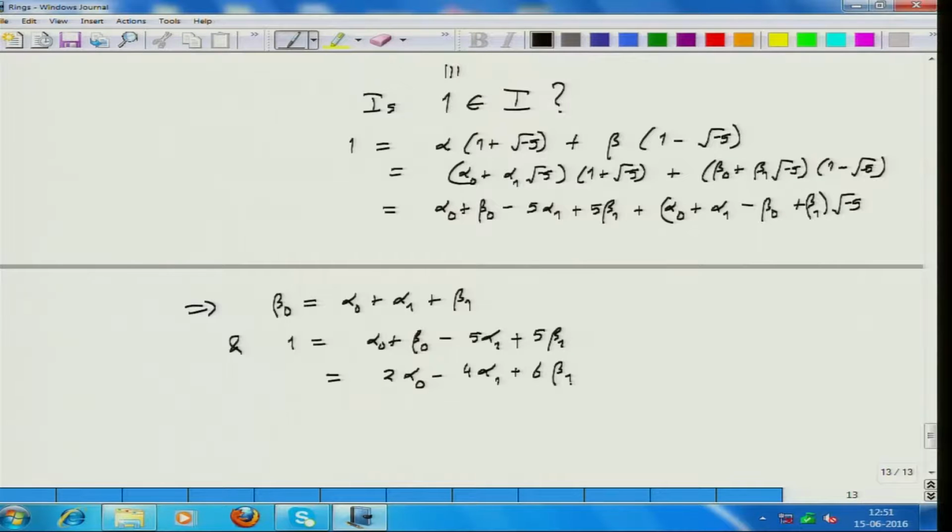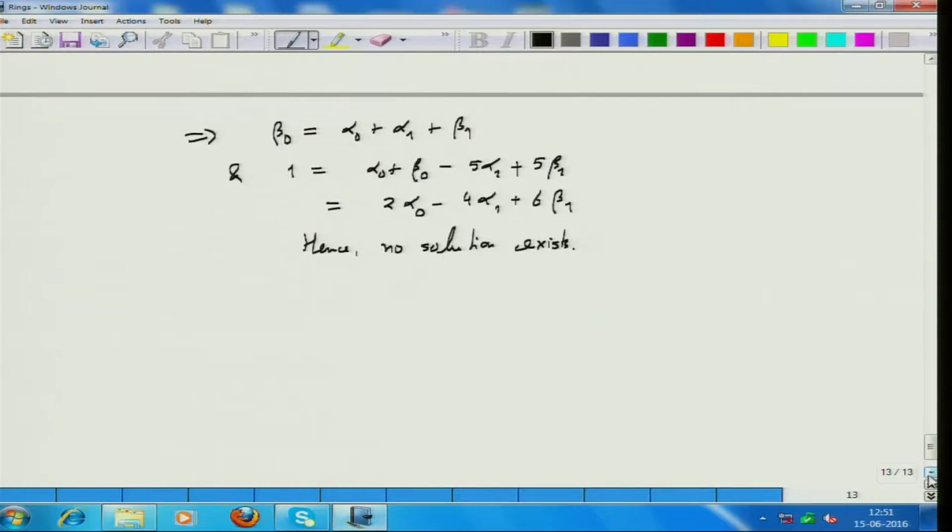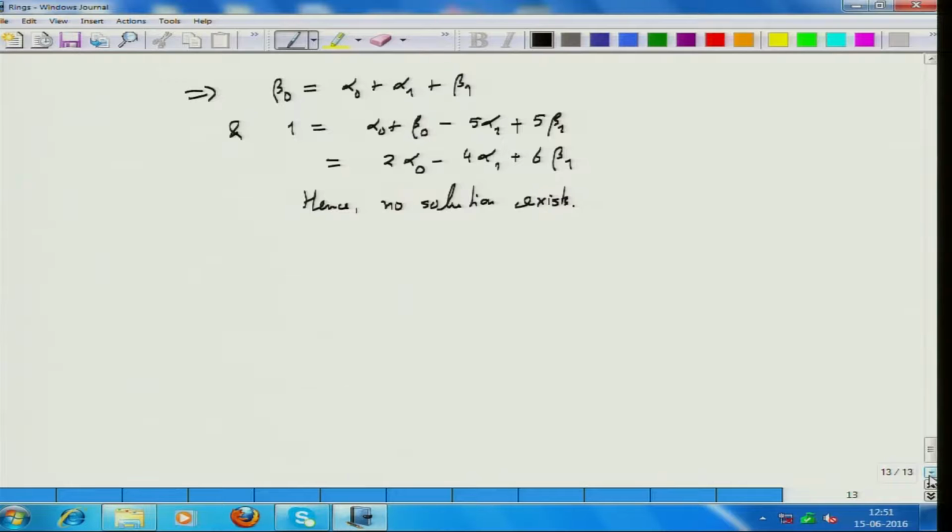Is this... and that's not possible. There is no solution possible because this right hand side is an even number, left hand side is 1. Okay. So surely this ideal contains many elements but doesn't contain one.